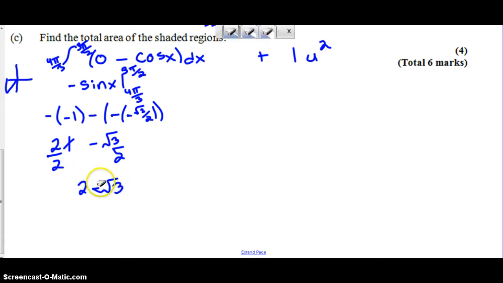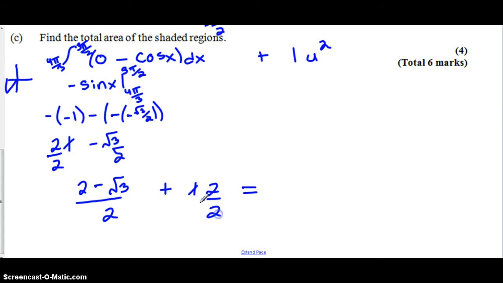Okay, minus root 3 divided by 2. And then I'm going to add the 1 from the other area, because this is region B. Region A is 1. Equals, I'm going to change this 1 to a 2 divided by 2. So now I have 2 plus 2, so I'm going to get 4 minus root 3 divided by 2. And that is my unit squared.